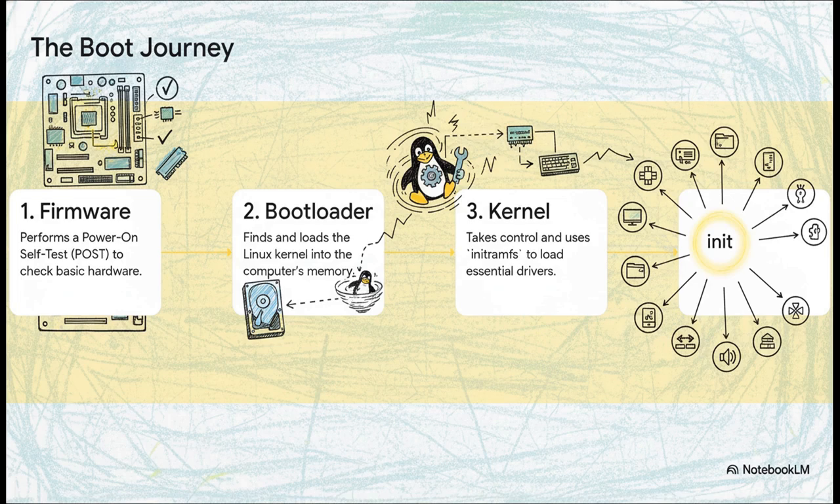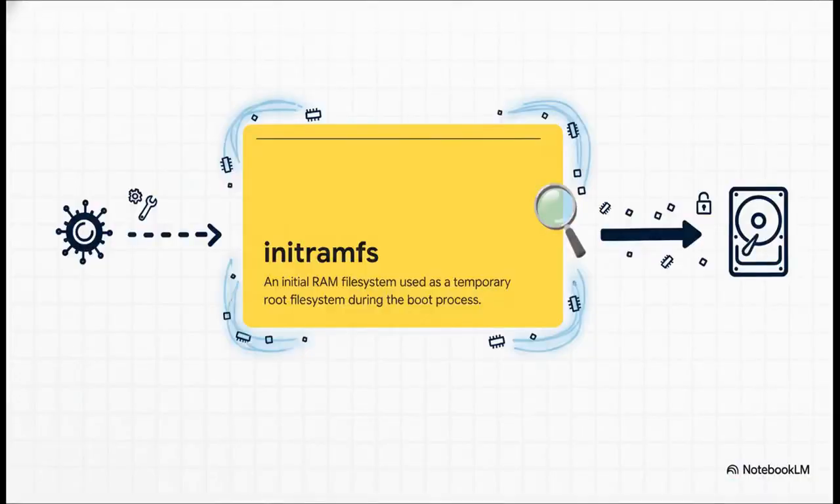The bootloader's only job is to find the Linux kernel and load it. Then, the kernel takes over and finally kicks off the very first program, a process called init. Now, hang on, there's a little chicken and egg problem here, right? How does the kernel load the drivers from the hard drive if it doesn't have the driver for the hard drive controller yet? The answer is initramfs.